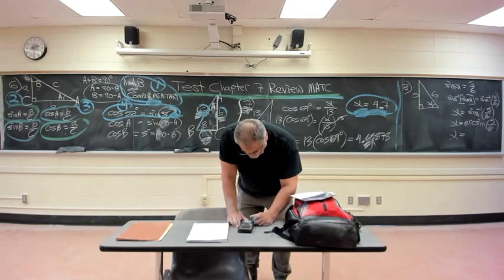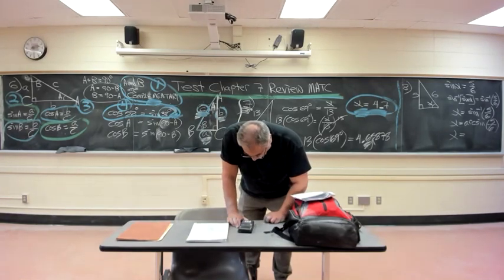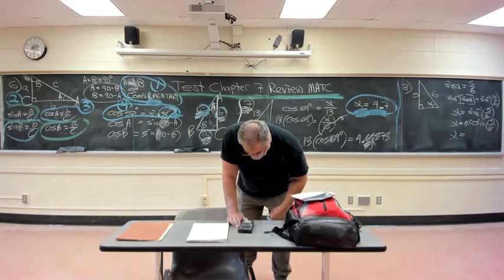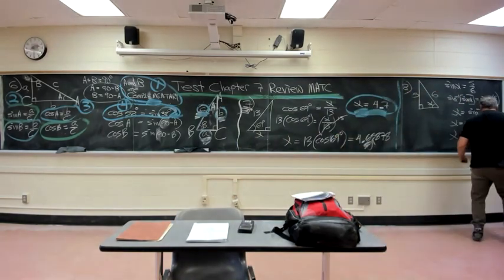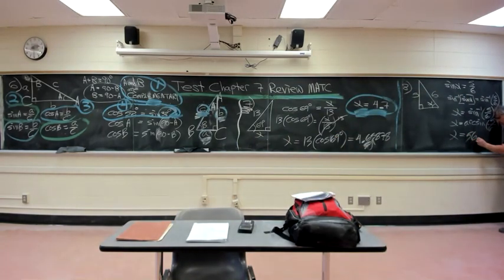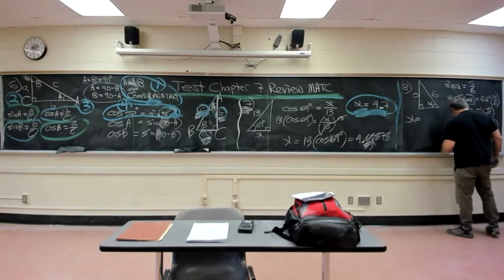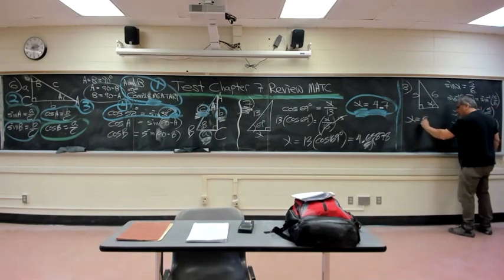So that's inverse sine, 5 divided by 6. That's 56.4427. To the nearest tenth, does that 4 stay a 4 or go up to a 5? I think it stays a 4. X is 56.4 degrees.